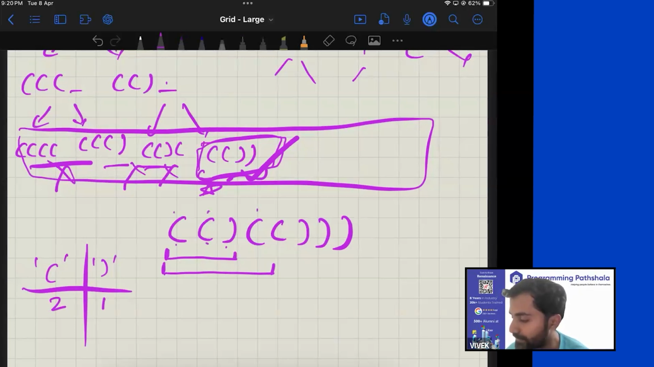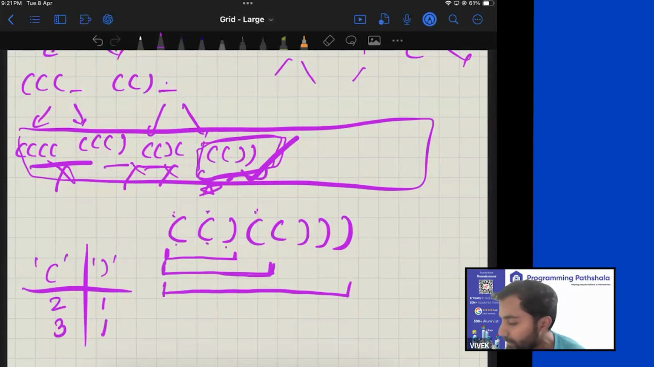1, 2, and 3. There are three opening brackets from here to here, right? In this part, 1, 2, and 3. There are three opening brackets and one closing bracket, right? And if you look at the entire thing, how many opening brackets are there? 1, 2, 3, 4. There are four opening brackets and four closing brackets.